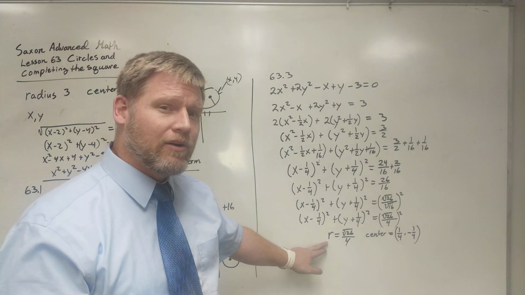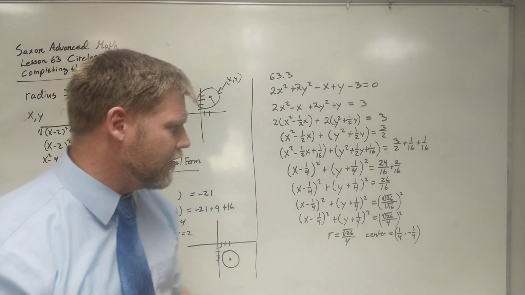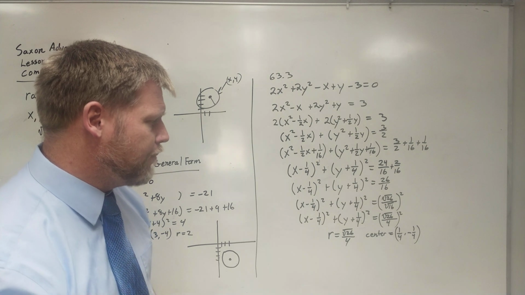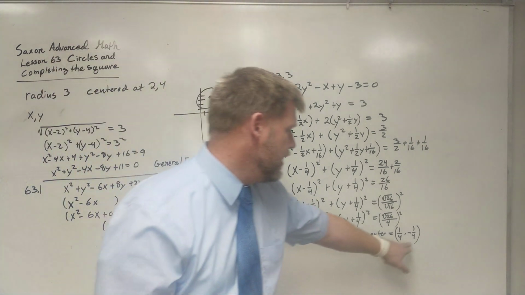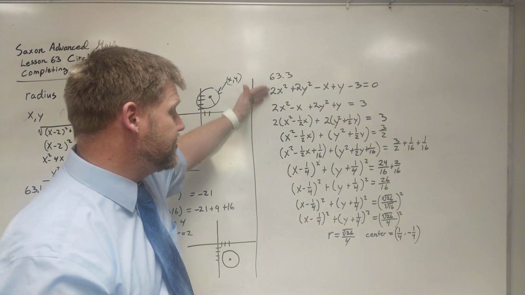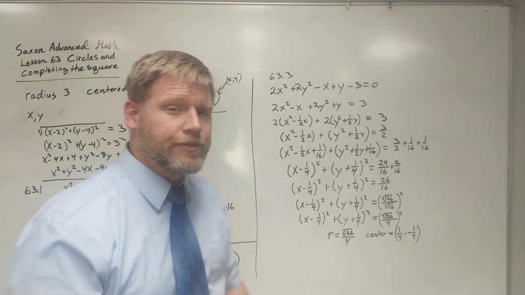I would probably put that on my calculator to find out how far my radius actually is, because I don't think in the root of 26 over 4 as a number, even though it is. The center is at 1/4, and negative 1/4. And there we've used completing the square with coefficients, getting rid of those coefficient values.